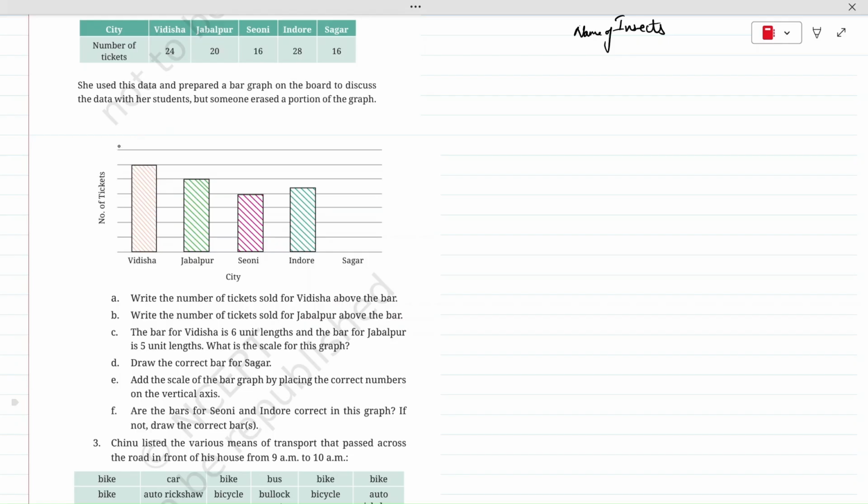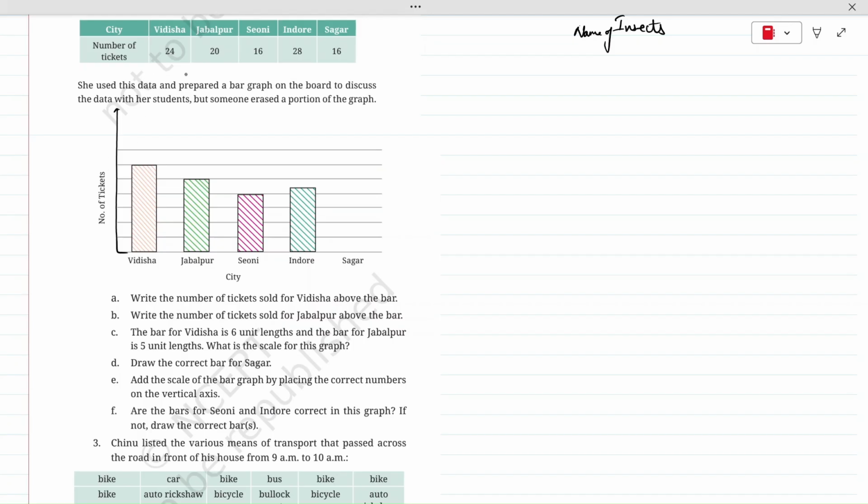So first of all, I'm going to draw a vertical axis here. Now let's move further in this question. Write the number of tickets sold for Vidisha above the bar. So the number of tickets sold for Vidisha is 24 here. Before we move into it, kids, let us try to identify the scale here, what the scale was and what markings have been erased.